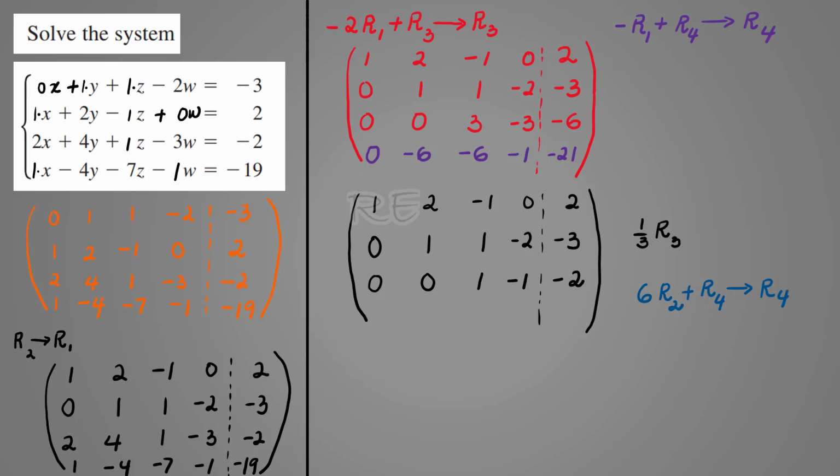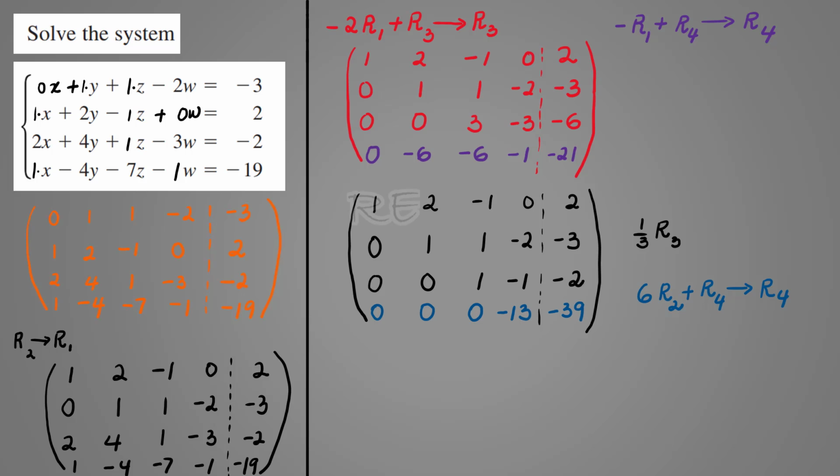To get 0 as the second entry of row 4, we will do 6 row 2 plus row 4 in row 4. 6 times 0, 0 plus 0, 0. 6 times 1, 6 plus negative 6, 0. 6 times 1, 6 plus negative 6, 0. 6 times negative 2, negative 12 plus negative 1, negative 13. 6 times negative 3, negative 18 plus negative 21, negative 39.